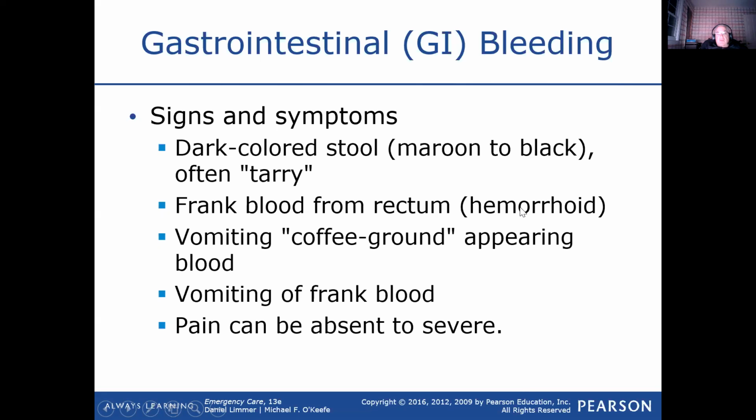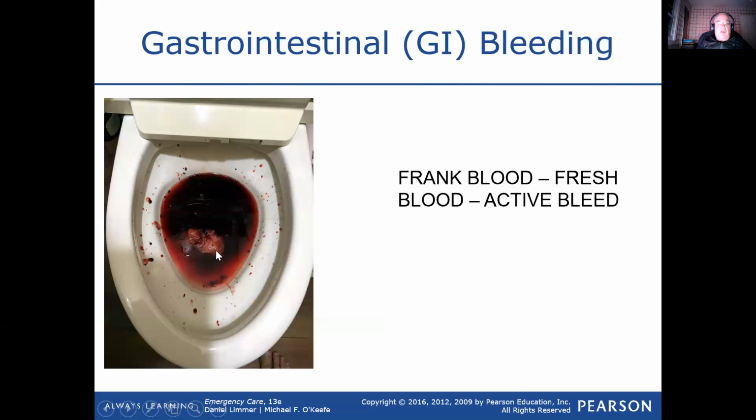Hemorrhoids are varicose veins in your butt. And we know that varicose veins, we said, are just dilated blood vessels in the legs because of pressure. When you get hemorrhoids, it's because you have problems going to the bathroom and you're always straining or pushing to go to the bathroom. So this is what frank red blood would look like.